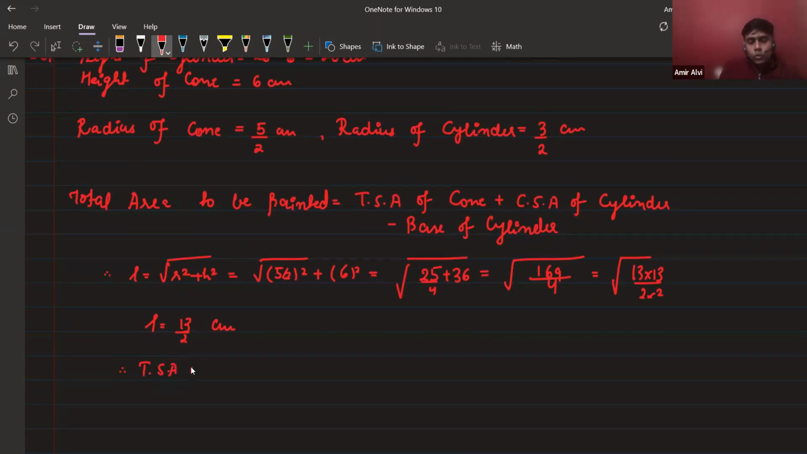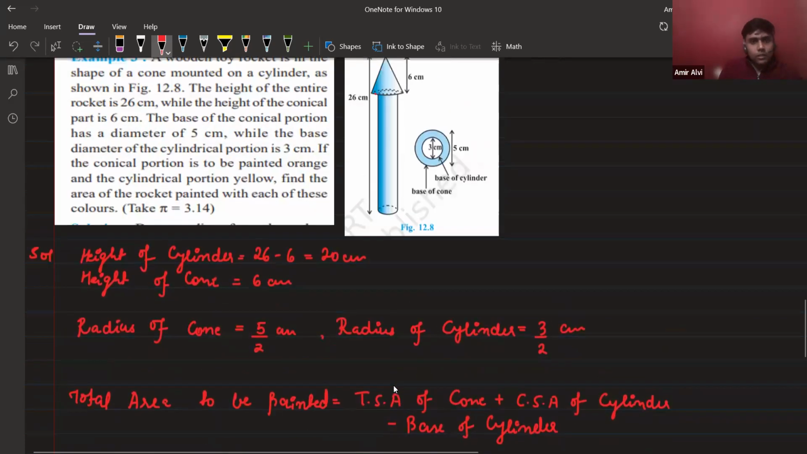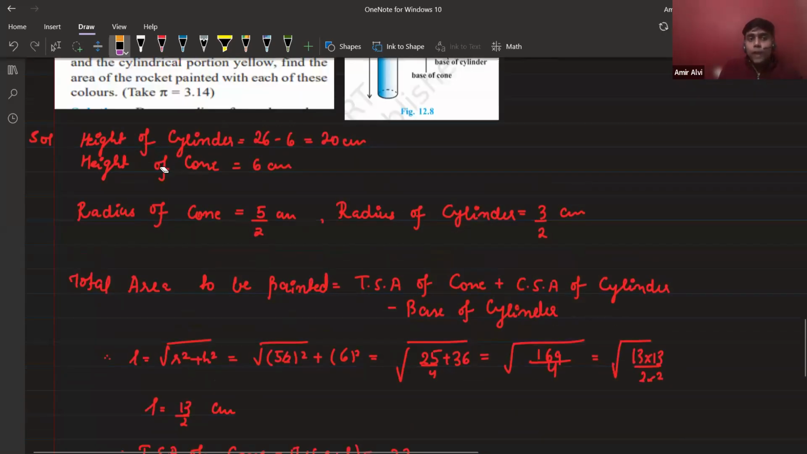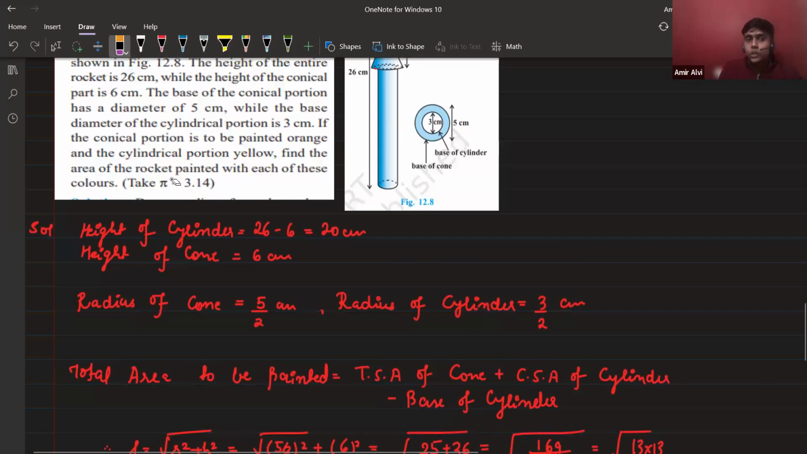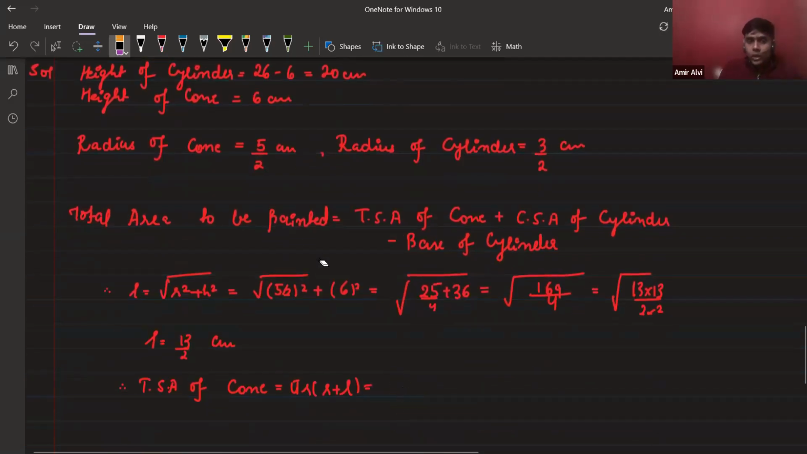First, TSA of cone is pi r into r plus L. What is pi? Pi is given as 22/7, or 3.14. If the value of pi is mentioned in the question, you have to take that value. If nothing is mentioned, it's up to you. If there is any multiple of 7, you can take 22/7, else you can take 3.14. Clear?